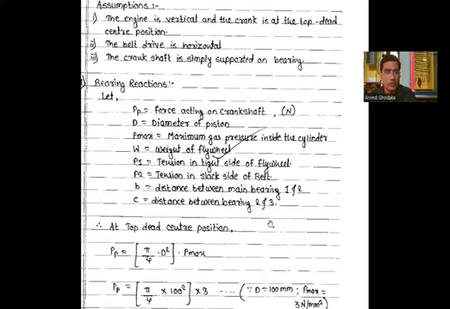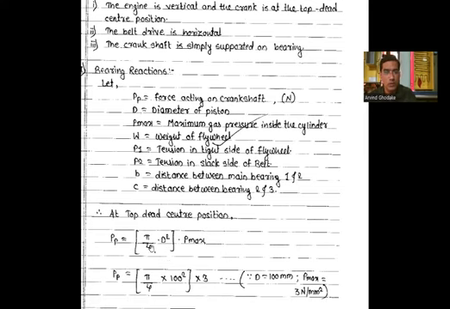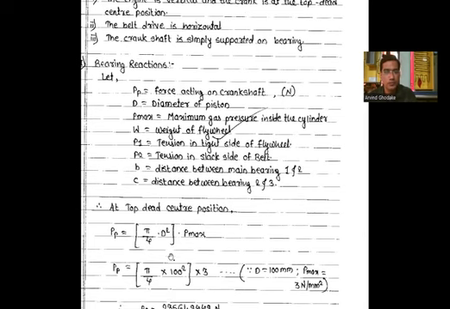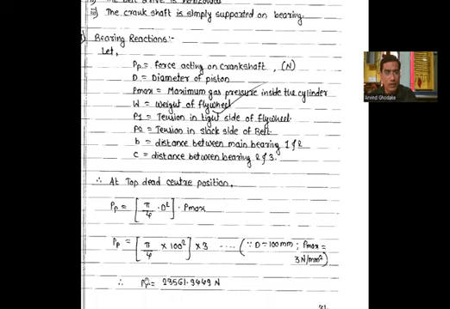At top dead center position, the force acting on the crankshaft, PP, is always equal to the area times the maximum gas pressure inside the cylinder. So the formula is PP equal to pi by 4 D square into Pmax. The diameter of the piston is 100 mm and the maximum gas pressure is 3 Newton per mm square. Putting in the values, we get the force acting on the crankshaft as 23,561.94 Newton.